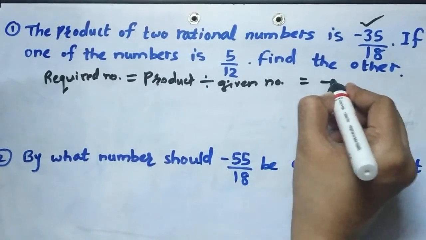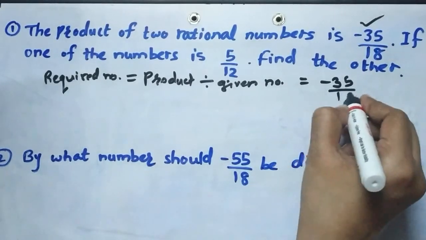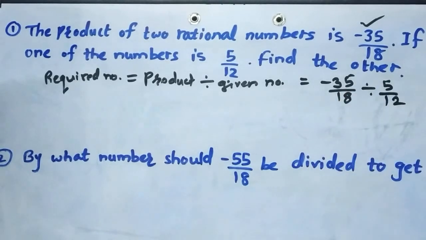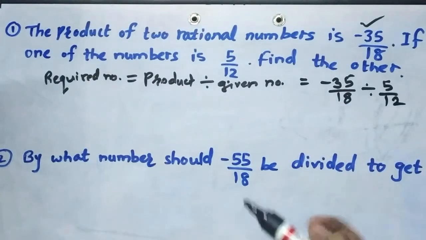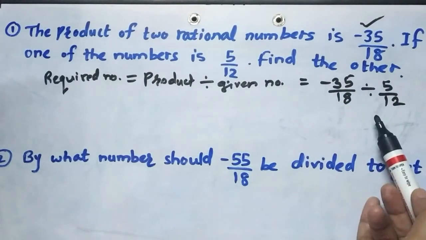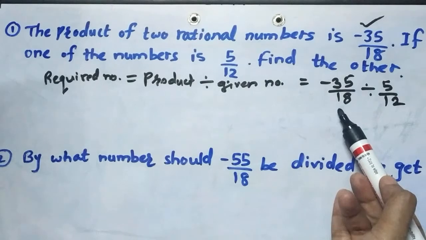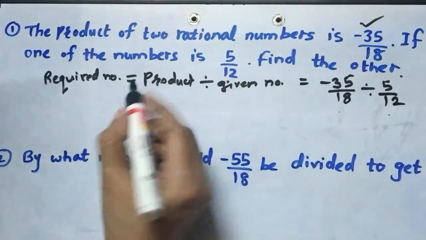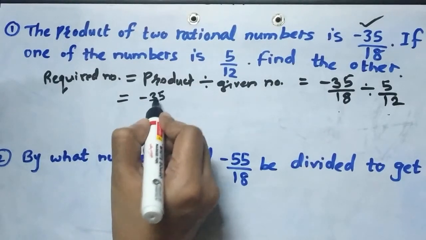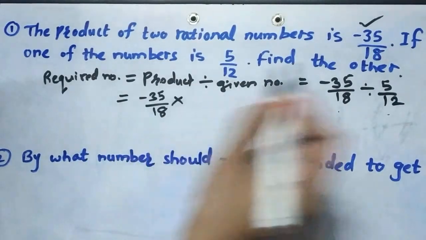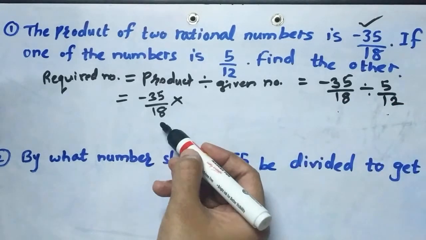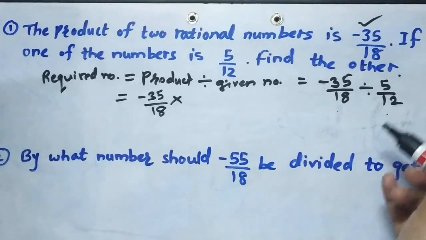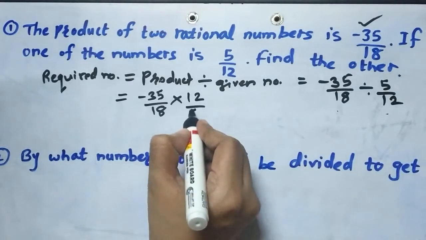So what we need to do, friends? We need to do minus 35 upon 18 divided by 5 by 12. So friends, we'll do it. This is rational number division. We know that we first keep the first rational number as it is and we take the reciprocal of the second rational number. Minus 35 upon 18, we will convert this division sign into multiplication, and 5 by 12 we will flip it, means we take the reciprocal. So it becomes 12 upon 5.